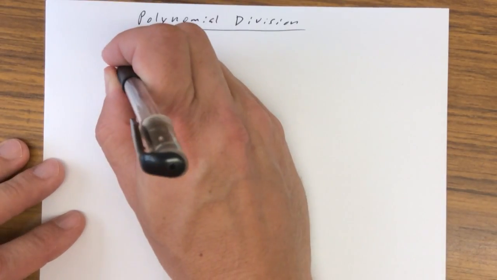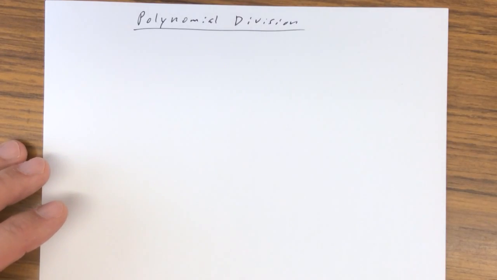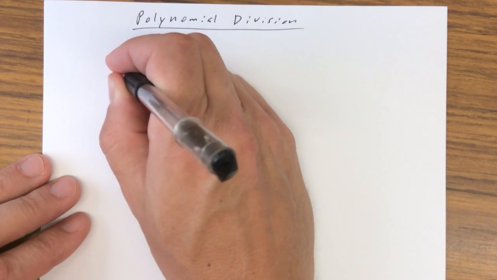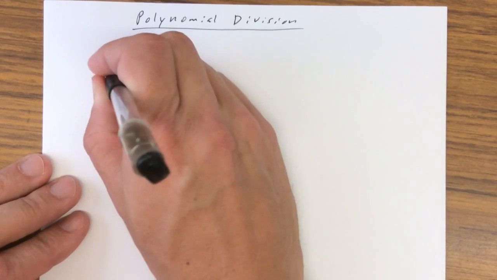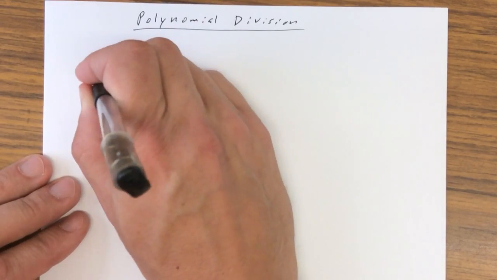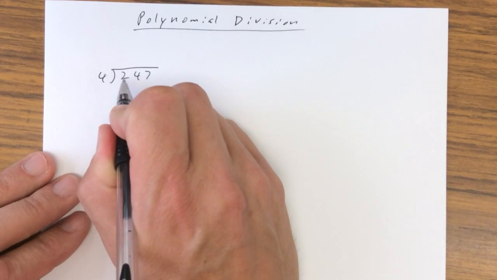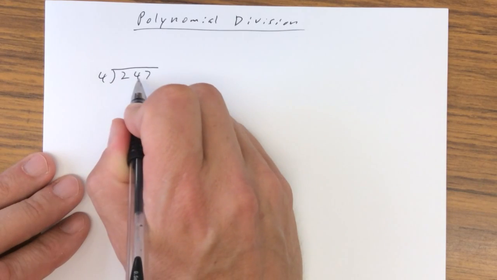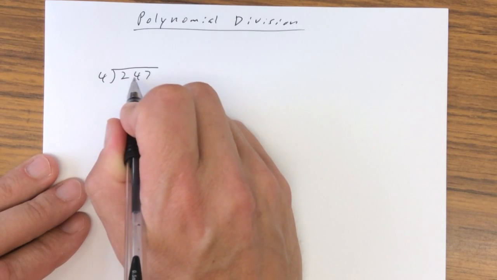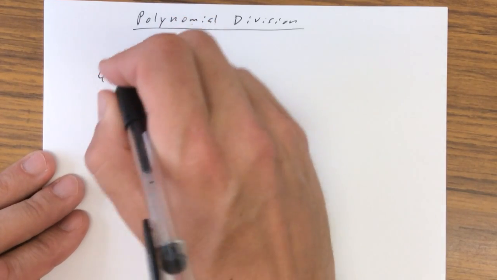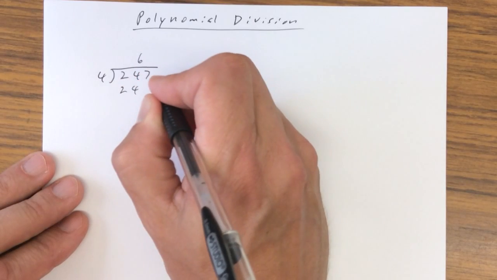Okay, so let's try something like, how about 247 divided by 4. The way long division works is you look at how much 4 goes into 2, and if it doesn't go in, you move on to the next one. 4 goes into 24 six times. So 6 times 4 is 24.